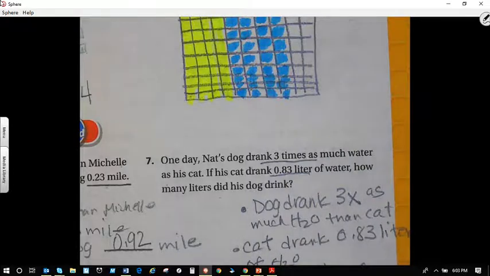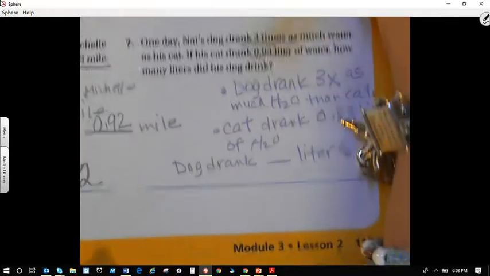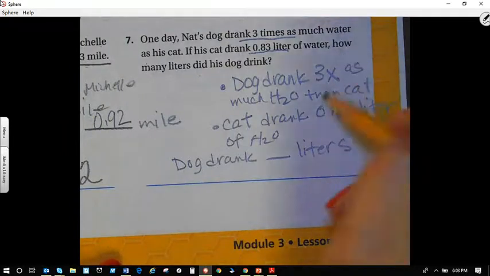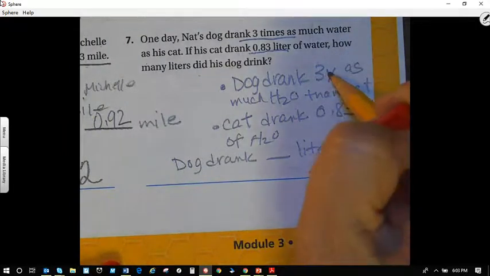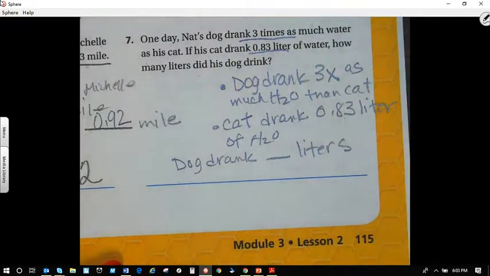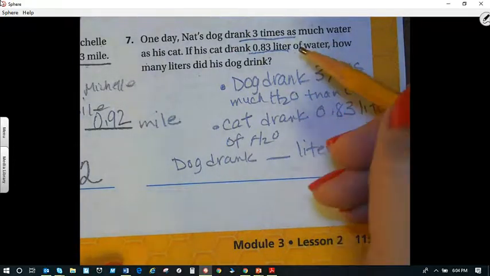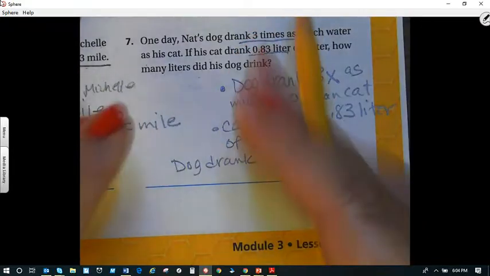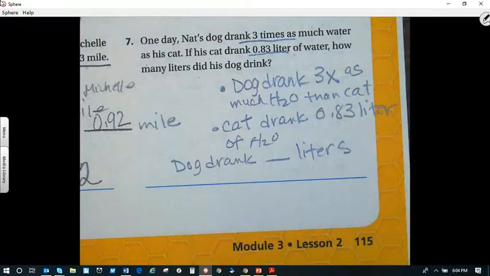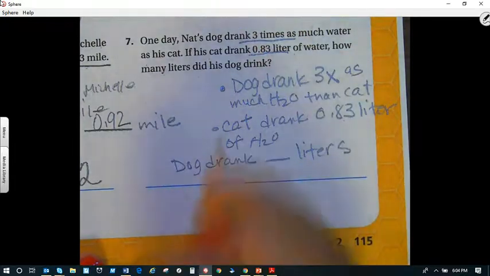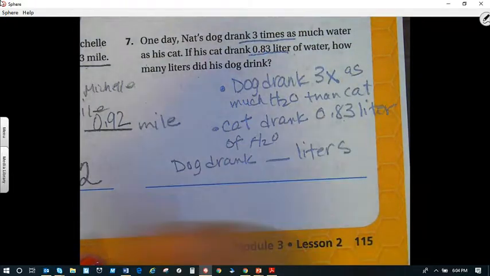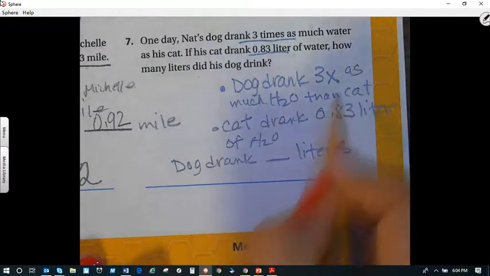Okay, so now I'm going to, sorry about that. So I'm going to multiply 83 hundredths times 3 because the dog drank 3 times as much. And so, again, it's drawing our graph, and I have the 83 plus another group of 83 plus another group of 83, or you can do your, excuse me, your multiplication.